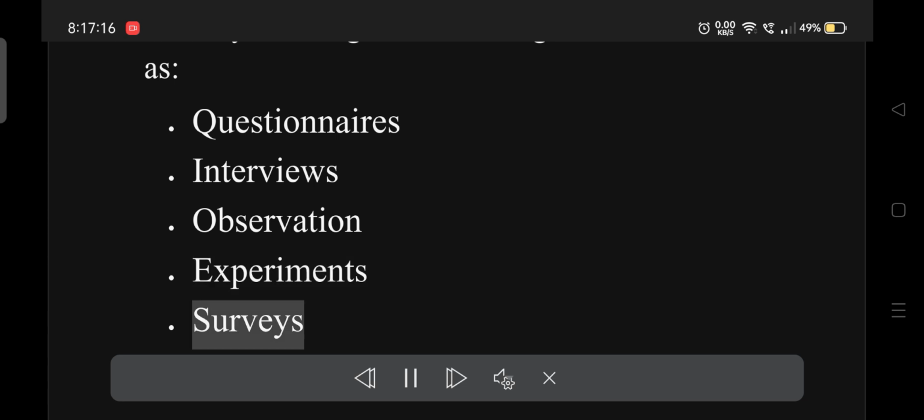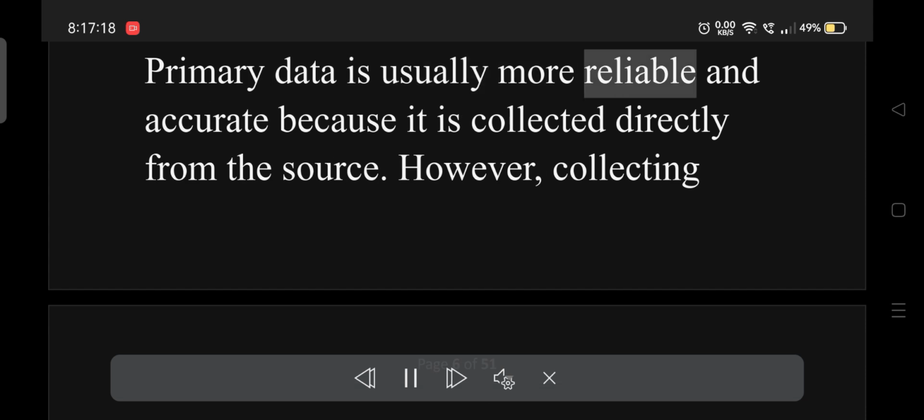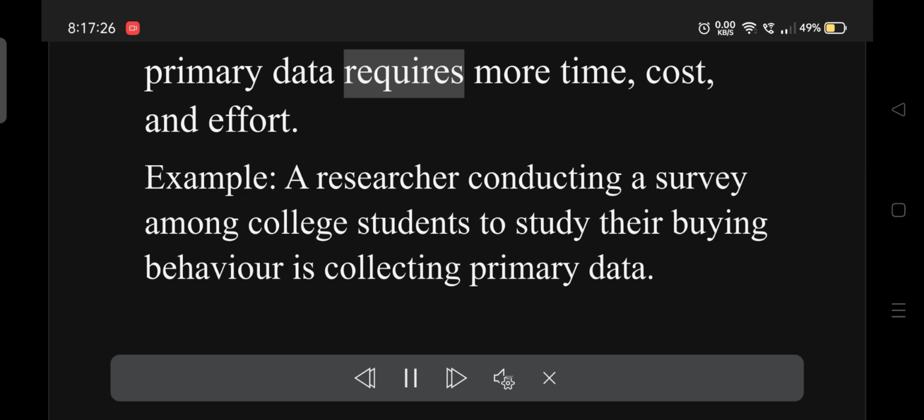surveys. Primary data is usually more reliable and accurate because it is collected directly from the source. However, collecting primary data requires more time, cost, and effort. Example: a researcher conducting a survey among college students to study their buying behavior is collecting primary data.